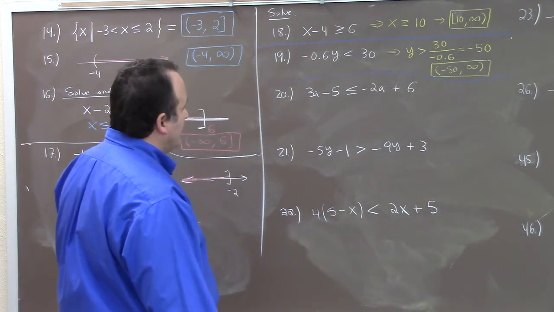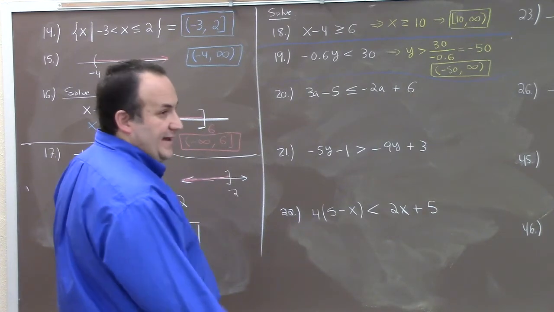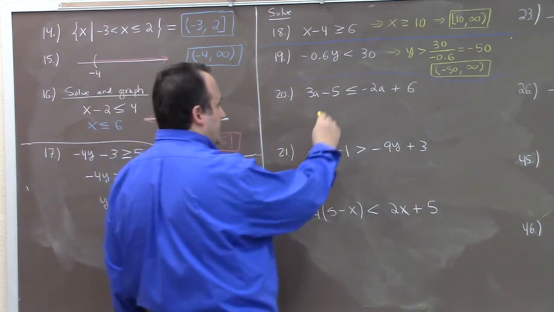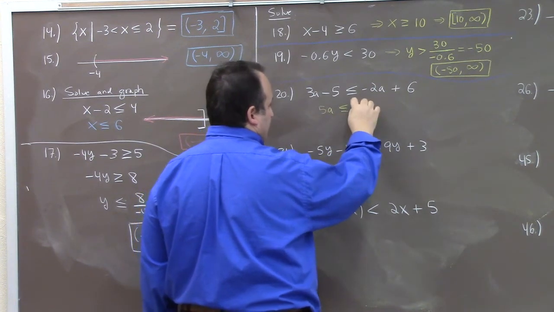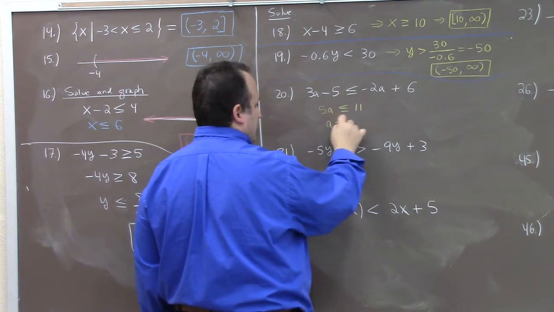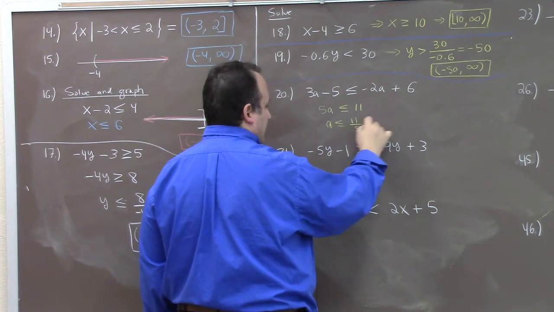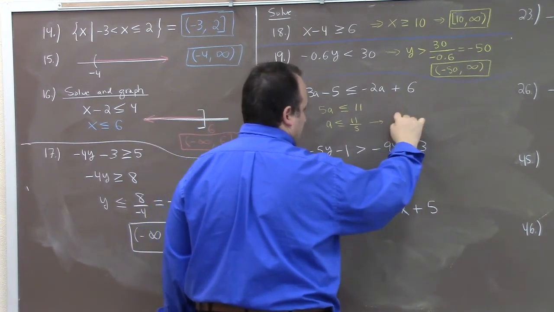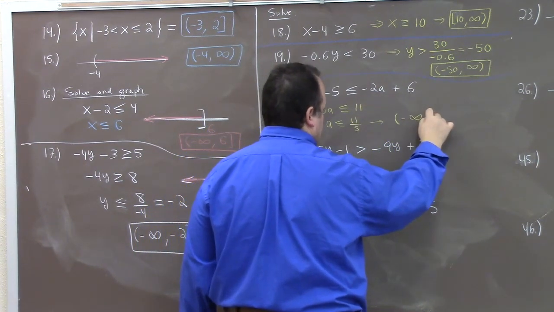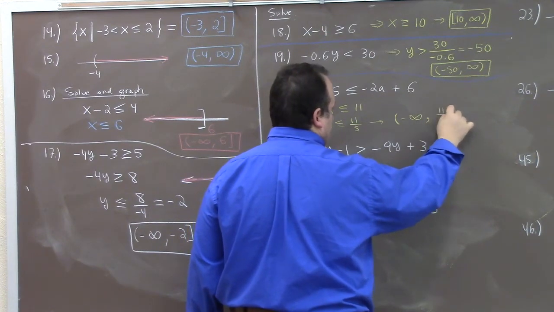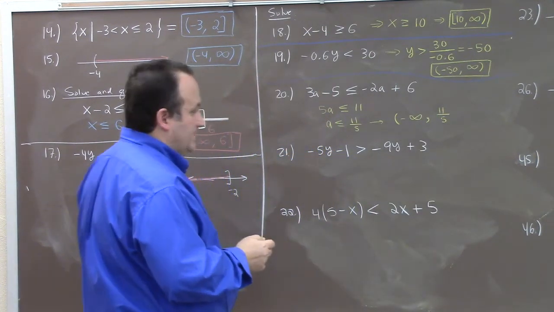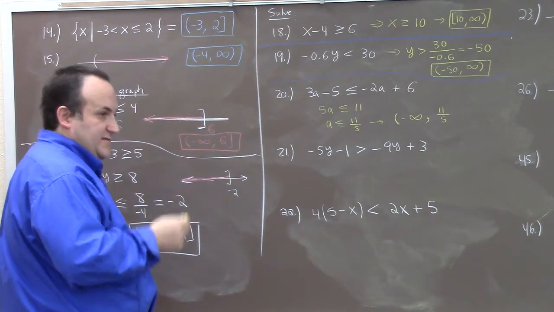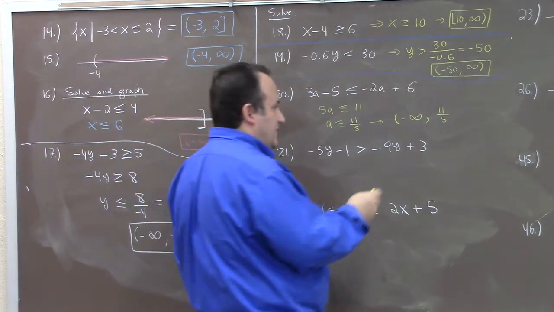Anyway, what do we got? Number 20, add 2a to both sides, right? So we get 5a less than or equal to 6 plus 5, which is 11. A is less than or equal to 11 over 5. So that tells me the answer is minus infinity to 11 over 5. Do I want a square bracket or a parenthesis? I want a square bracket, right? 11/5 is included.